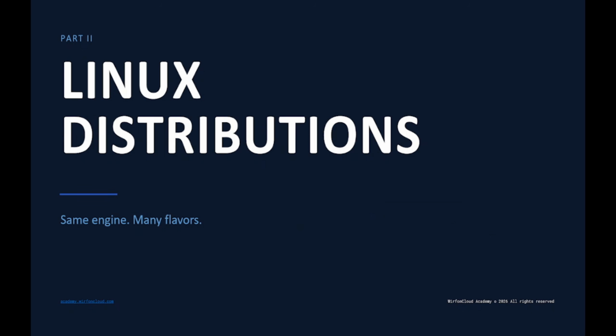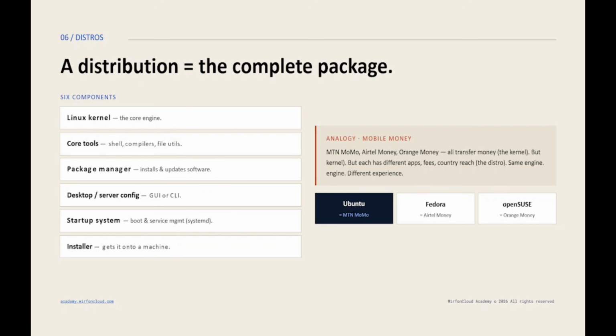Part 2. Linux distributions. So if Linux is the kernel, why do we hear all these names? Ubuntu, Fedora, RHEL, Mint, Rocky, Debian, openSUSE, Amazon Linux. Those are distributions. Let's see what they actually mean and which ones matter for your career.